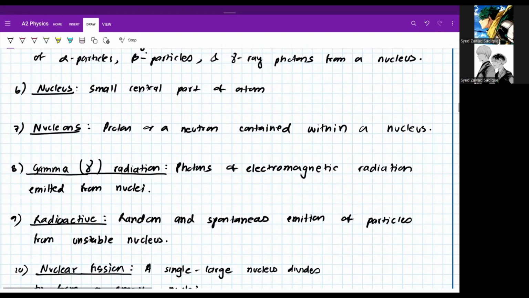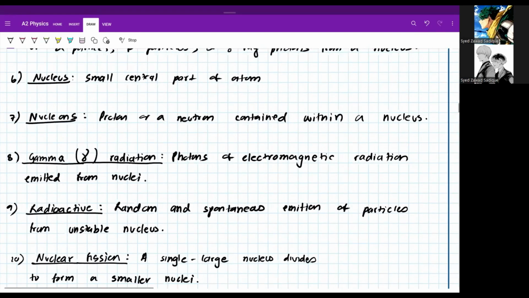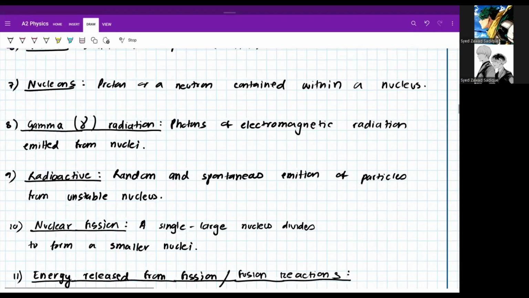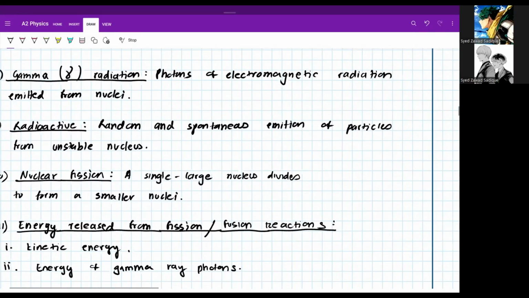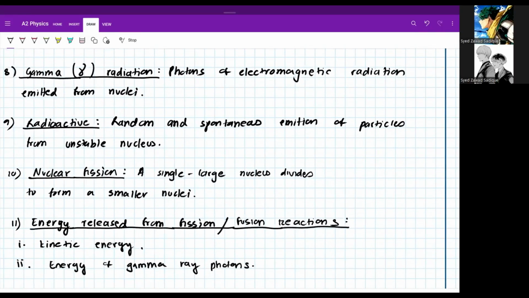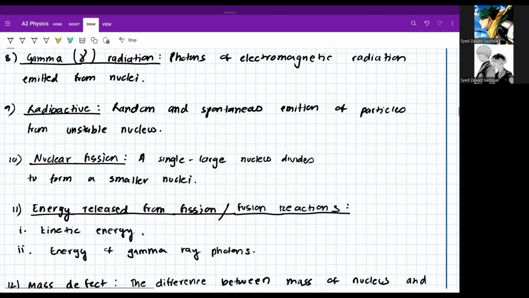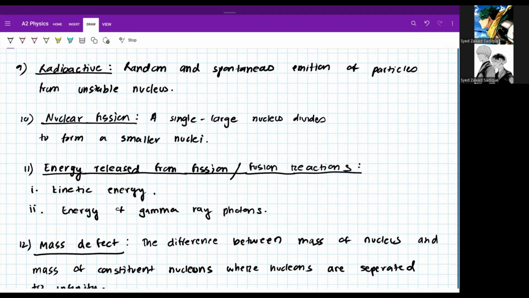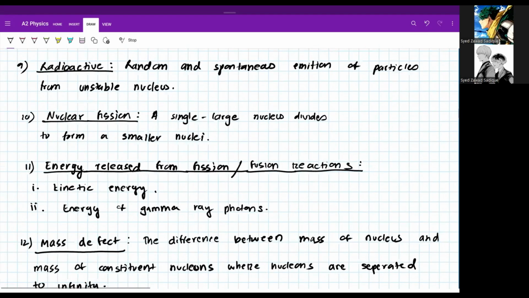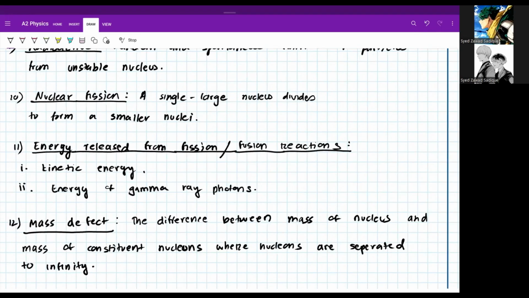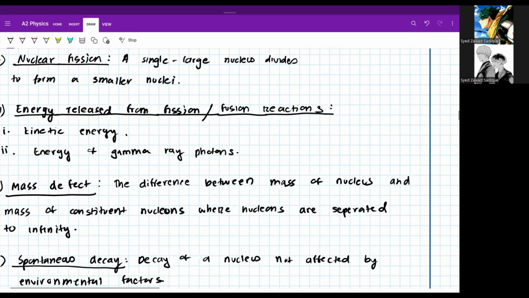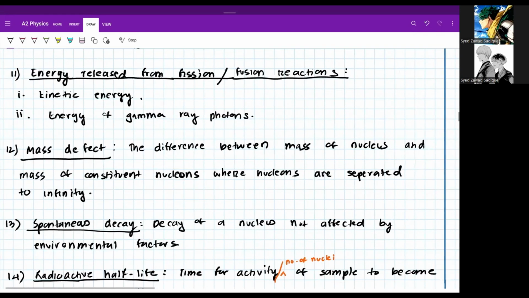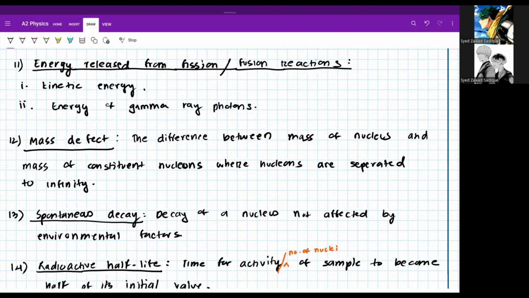Gamma radiation is photons of electromagnetic radiation emitted from nuclei. Radioactive decay is random and spontaneous emission of particles from an unstable nucleus. Nuclear fission is when a single large nucleus divides to form smaller nuclei. The energy released from fission or fusion reactions is the kinetic energy, and number 2 is the energy of gamma ray photons. Mass defect is the difference between the mass of the nucleus and the mass of the constituent nucleons, where nucleons are separated to infinity.